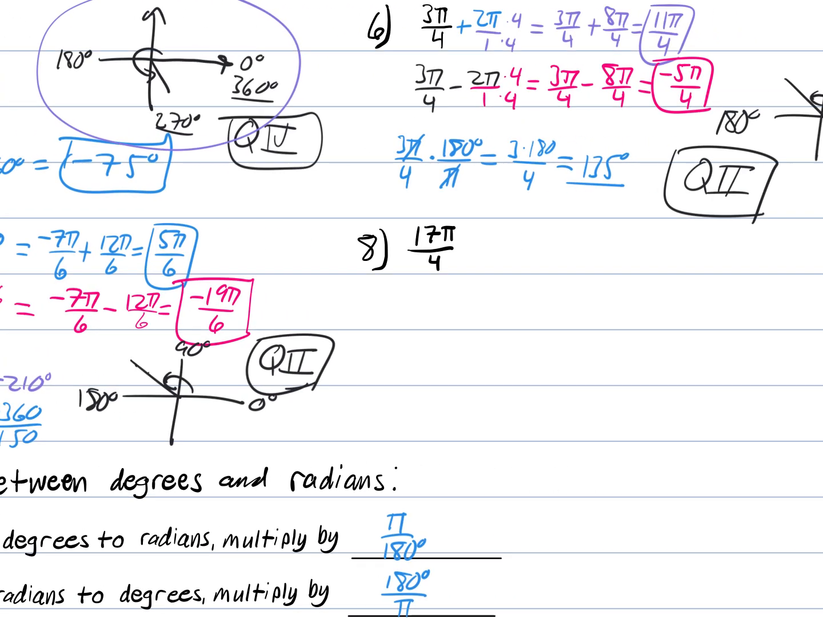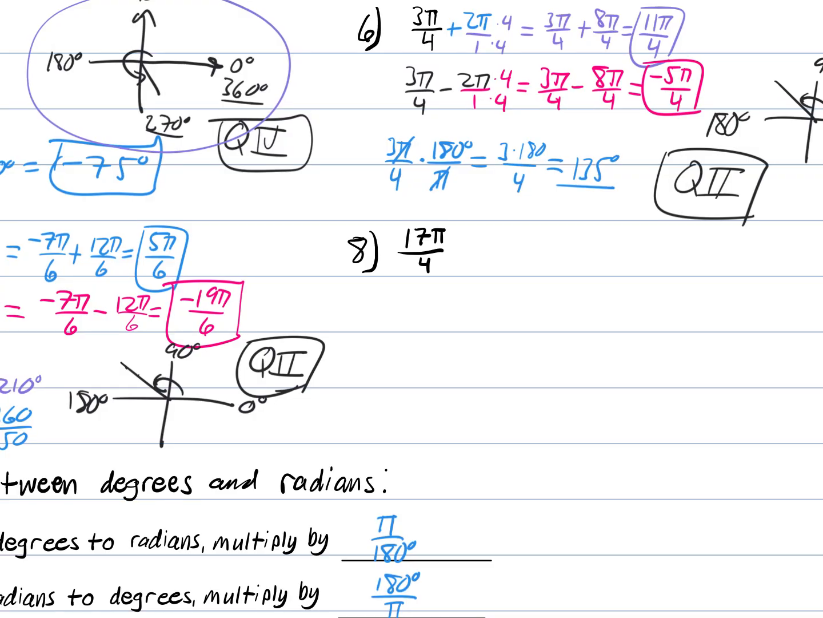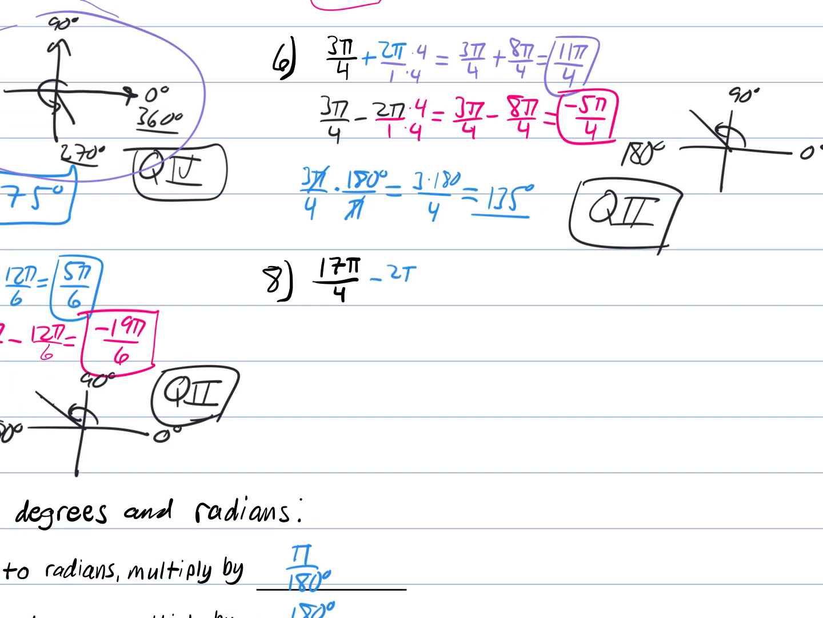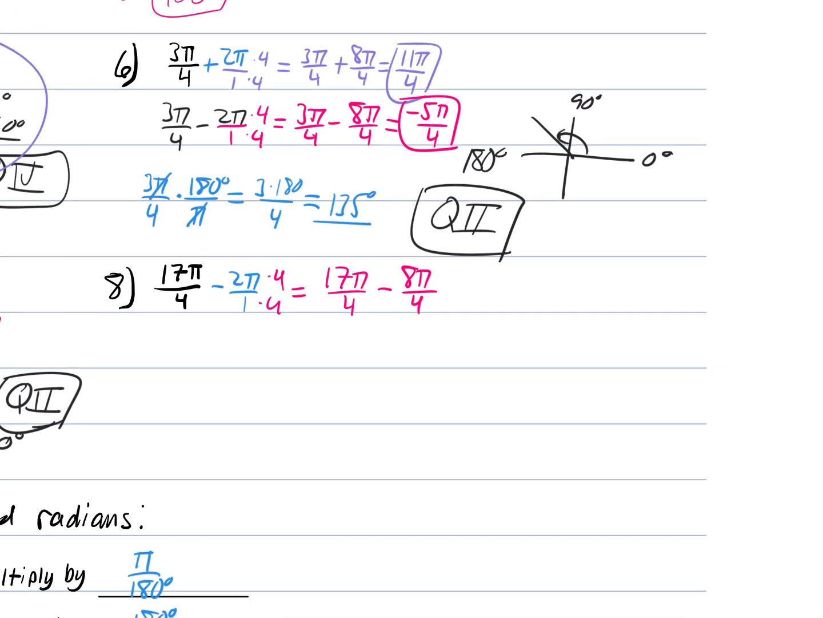All right, do the same thing with the last one. 17 pi over 4. To find a negative coterminal angle, and a positive one, I can take away 2 pi. So I'm going to minus 2 pi, find a common denominator of 4, and then you get 17 pi over 4 minus 8 pi over 4. And then 17 pi minus 8 pi is going to get you 9 pi over 4, and that's a valid positive coterminal angle.